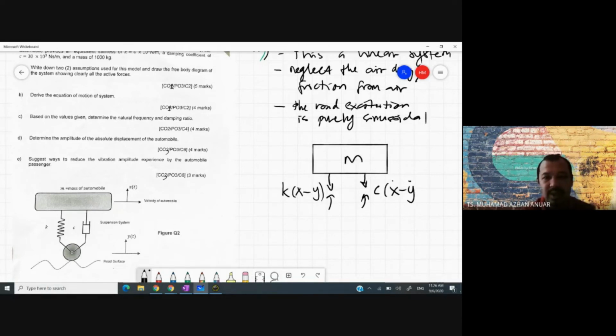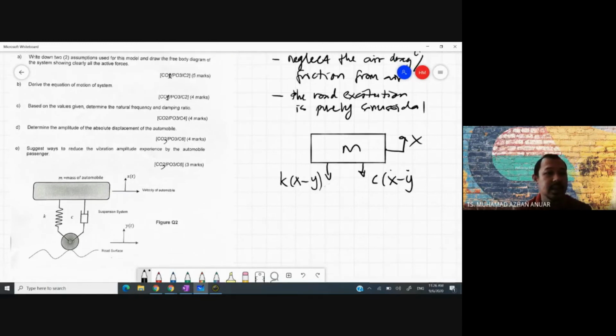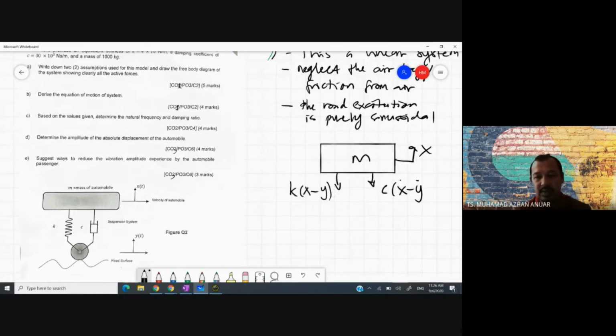So this is the M, so this is the x. And again, we are not interested to know this one here. We are not interested to know this one here. So we will be left with that one. Okay, so that is your free body diagram, the active forces imposed on the system. We have two active forces. So that is the answer for A.